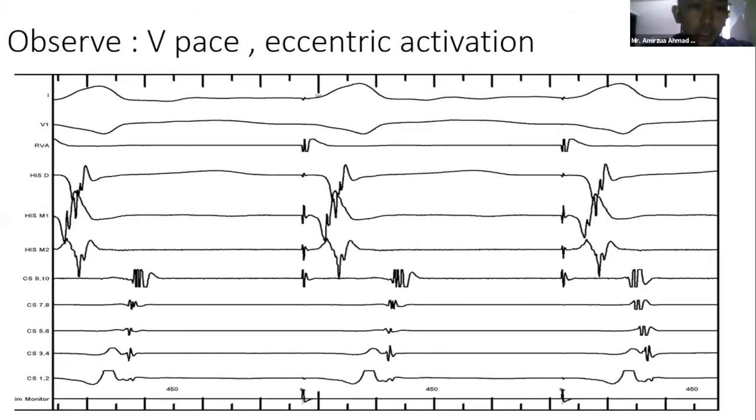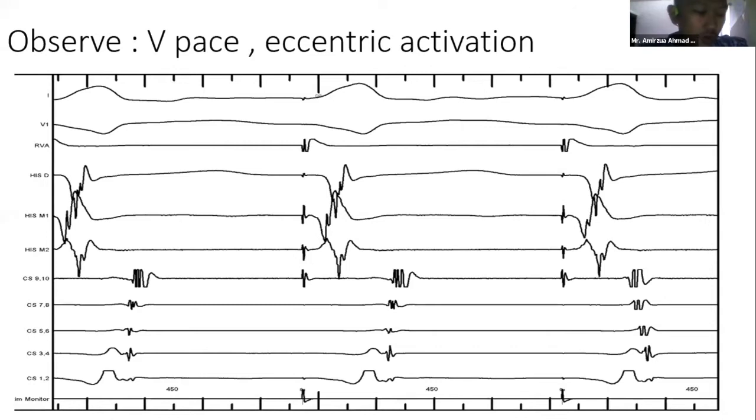Next, this one is different. We still pace at the ventricle, capture the ventricle, and then see the conduction on the CS. The conduction on the CS is eccentric, because the earliest activation is from CS 12 and the latest conduction is at 9-10. So this one we can say is left-sided conduction. So with this V pace, we can already exclude two possible diagnoses, right-sided pathway and AVNRT.